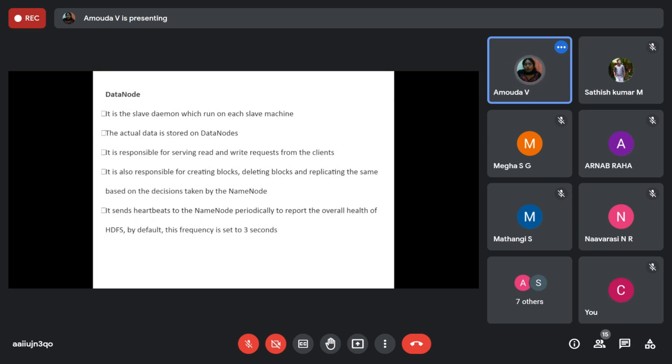And the next one is the data node. This node is only used to store the data, where you can read the data but you cannot write the data.